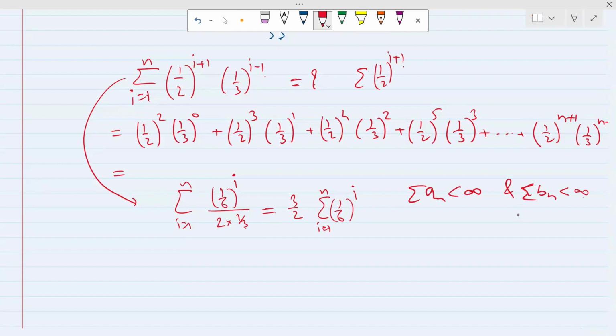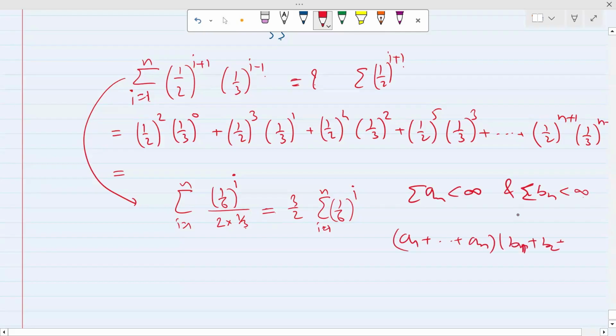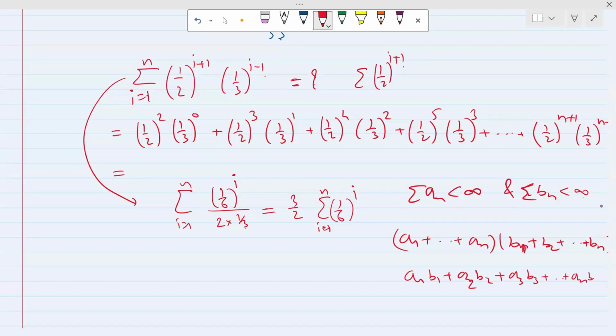So if you have a1 plus up to an, and you have another bracket b1 plus b2 plus up to bn, if you multiply this, are you going to get a1 b1 plus a2 b2 plus a3 b3? Is that what you will get after this? Are these two equal? No, there will be more terms. So you only answered your own question. Did you follow this? Oh, yes, sir. Very good.